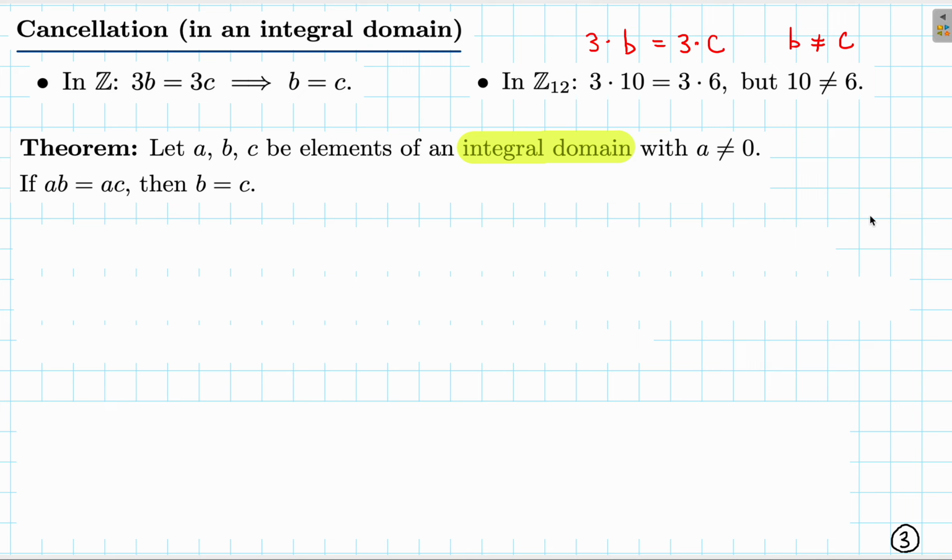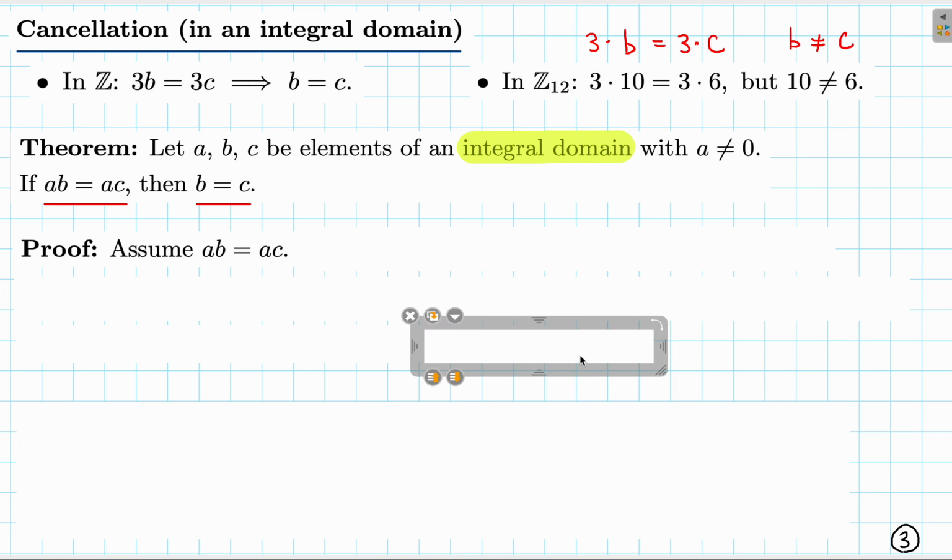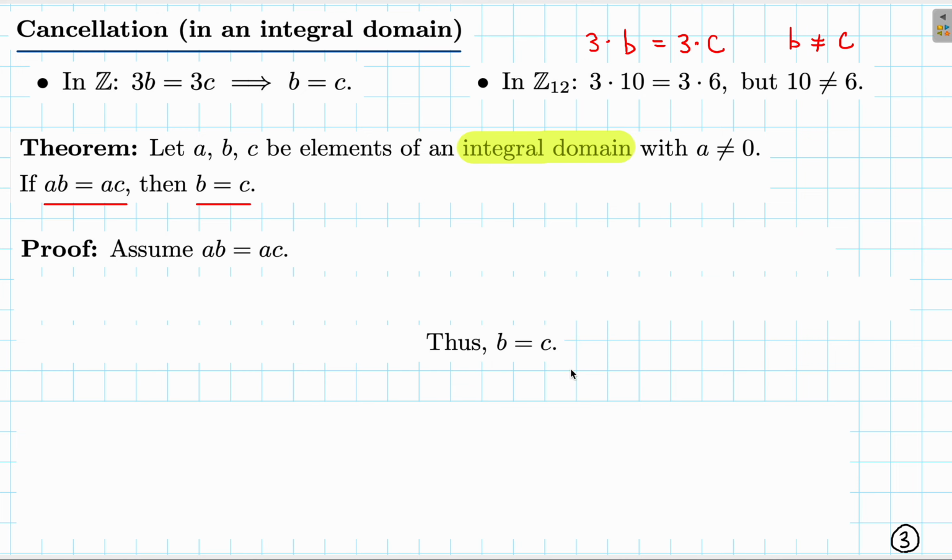So let's proceed as usual and identify the hypothesis, namely ab equals ac, and the conclusion, b equals c. So that gives us the very first step of our proof, assuming the hypothesis, and the very last step, thus the conclusion b equals c. So how can we proceed? Well, right now we have the equality ab equals ac.